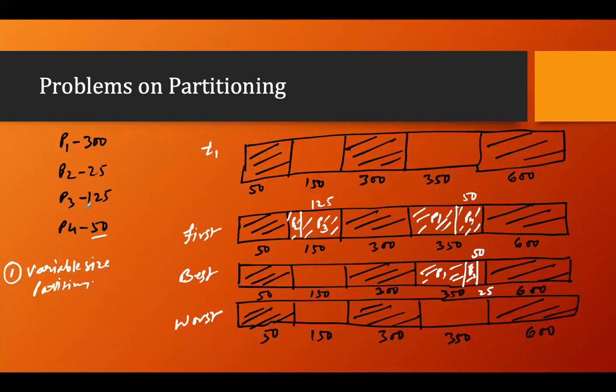Now let's go to P3. P3 requires 125. What space do we have? We have 150 and we have 25. 25 cannot fulfill it. Here we can fulfill. So here we can accommodate P3.